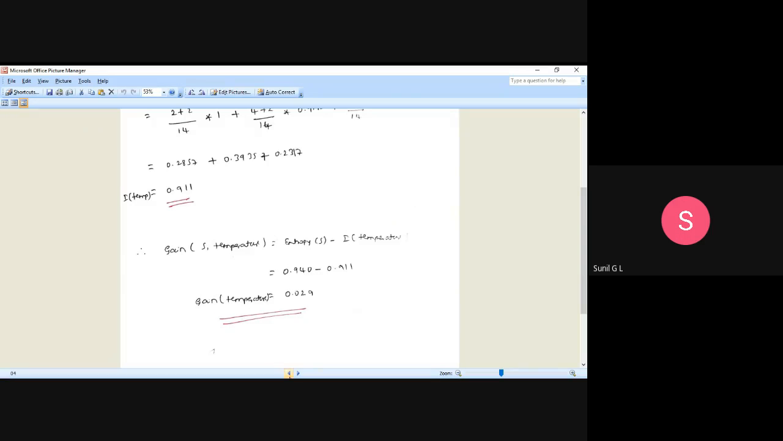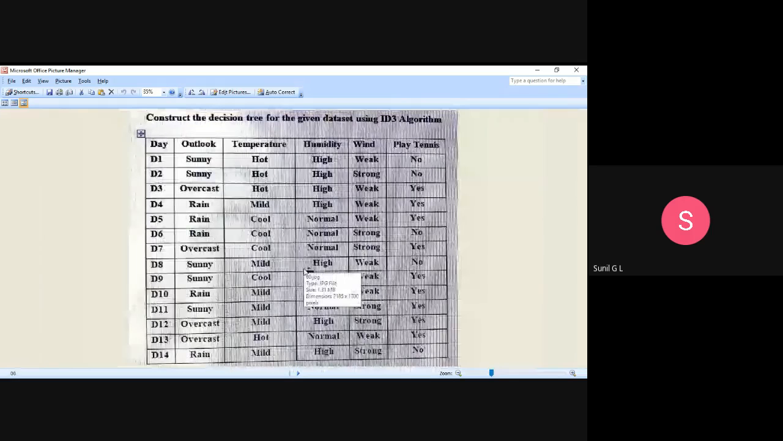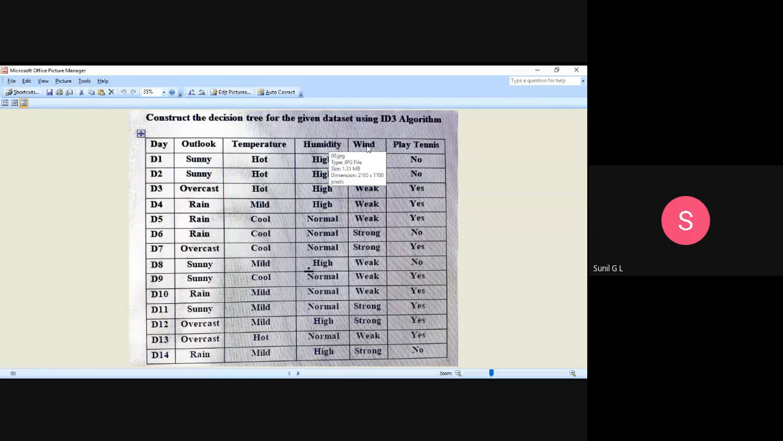So two attributes I have calculated. See here, I have calculated the gain of outlook and the gain of temperature. Like that, you need to calculate the gain of humidity and the gain of wind. Now your job is to calculate the gain of humidity.